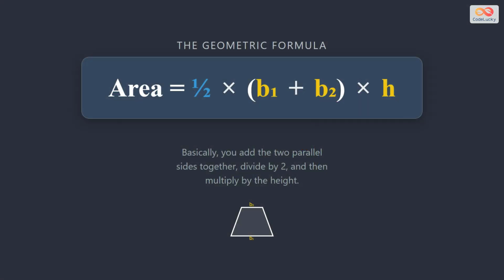Here is the formula you need to know. Area equals 1/2 times the sum of base 1 plus base 2 multiplied by the height. It looks complex, but it is actually very simple once you break it down.